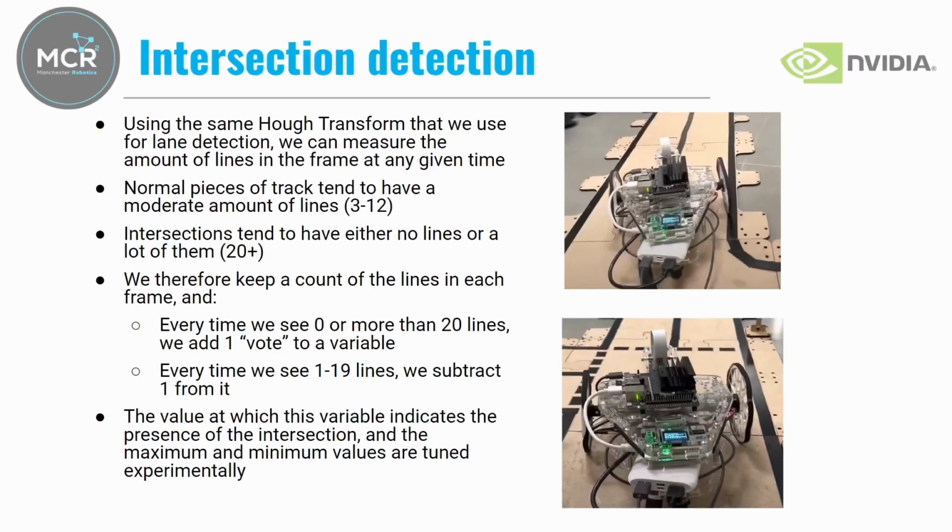We therefore keep account of the lines in each frame, and every time we see 0 or more than 20 lines, we add one to a variable, and every time we see a value in between, we subtract 1 from it. When this variable reaches a threshold value, we publish a boolean that represents whether the robot is at an intersection or not. This threshold value, as well as the maximum and minimum values of the variable, are tuned experimentally.